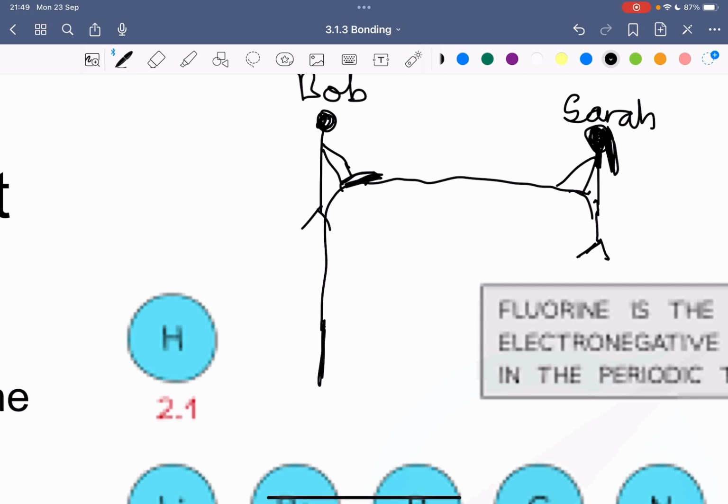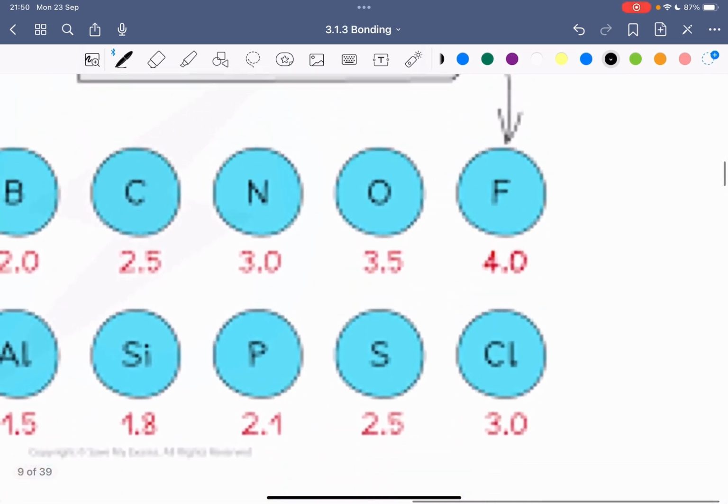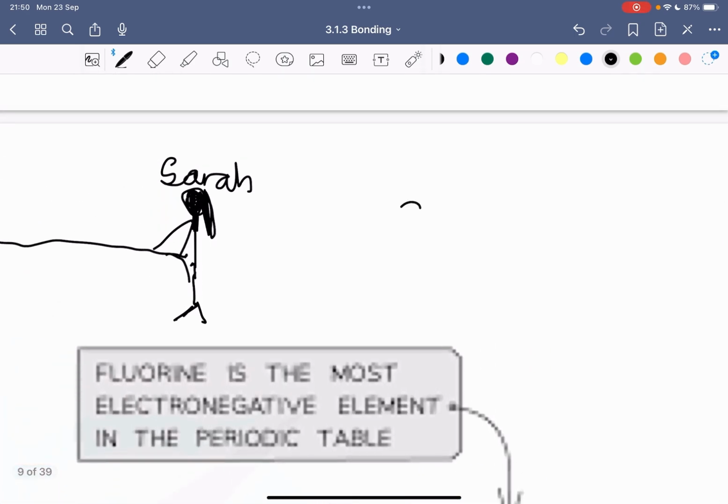Okay, so there's more rope on Bob's side now, and that's because he's stronger. However, Sarah's still holding on to it, as you can see, right? So she hasn't completely let go of it, okay? And that's because she's still pretty strong, okay? Not as strong as Bob, but pretty strong, okay? And if we link this back to chemistry, if we use atoms such as chlorine and fluorine, for example, I'm going to represent chlorine's electron with an X, and I'm going to represent fluorine's electron with a dot, okay?